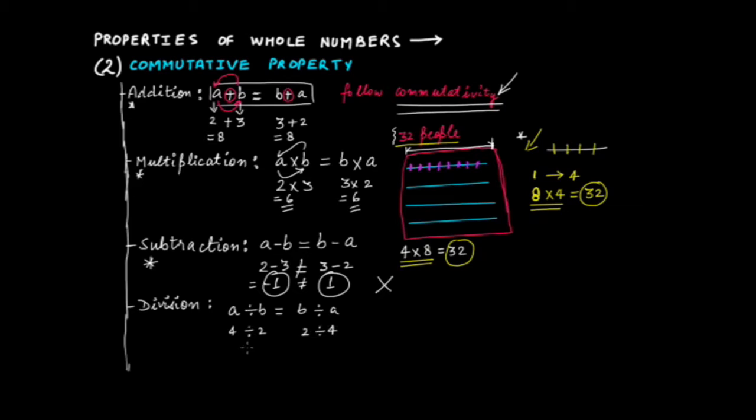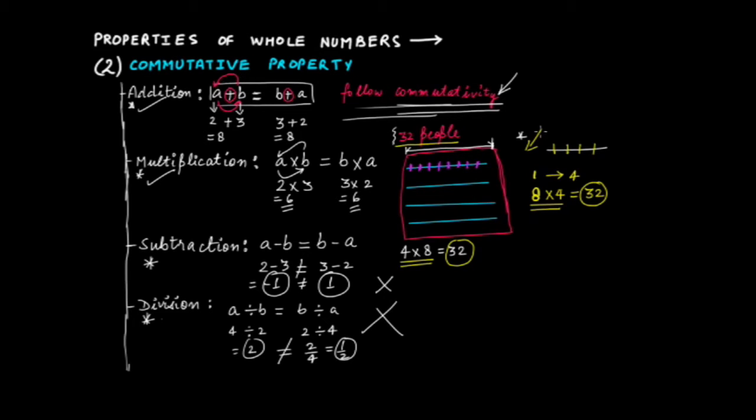No, of course not. Here the answer will be 2, and here the answer would be 2 by 4, or you can say 1 by 2. So the answer is coming 1 by 2 in this case, and in this case you have 2. Of course these two are not the same, and therefore for division of whole numbers you will not get the same result if you change their order or position. Therefore, just like subtraction, division also does not follow the commutativity. Only addition and only multiplication of whole numbers will follow this commutative property.